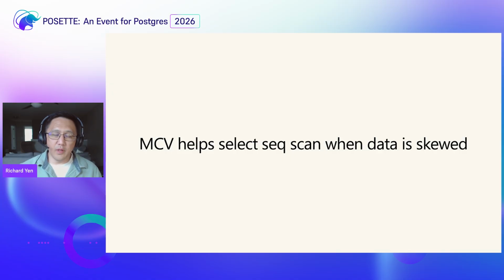Okay. So, just basically to wrap up that idea, the most common values list really helps the query planner choose that sequential scan when that data is skewed. You have a lot more values of California versus very few values of Wyoming. All right, so let's move on.